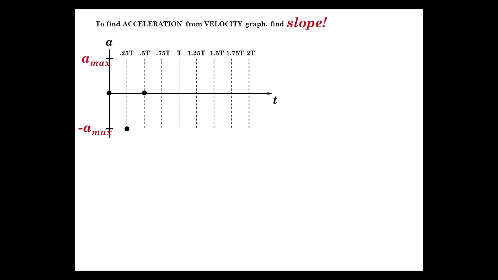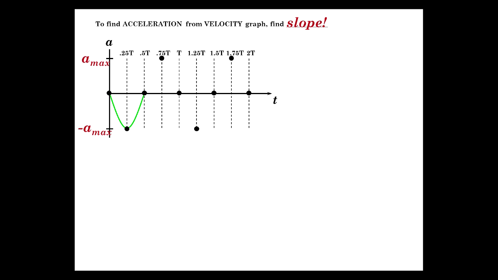Then at 0.75, it's all the way to the other side and accelerating maximally to the right. And so that's a positive acceleration. And then back to the equilibrium where there's no acceleration again. And we can repeat this a second time.